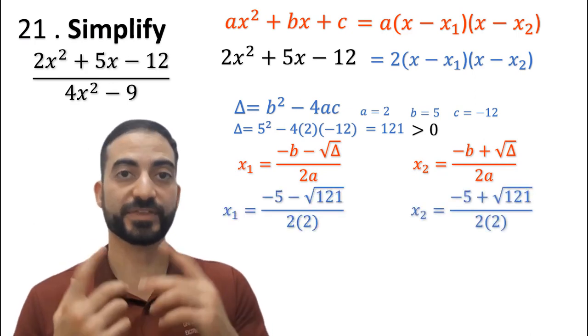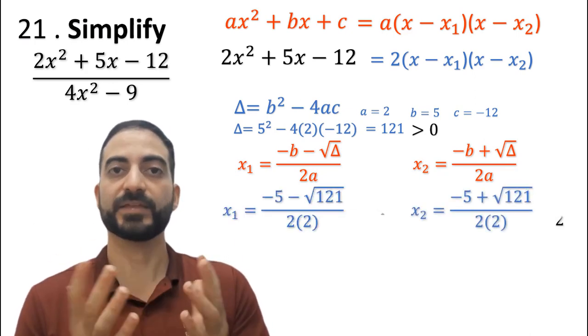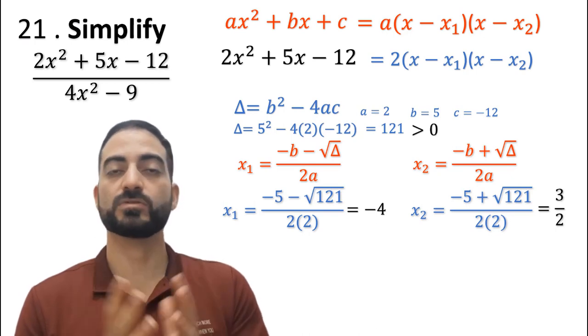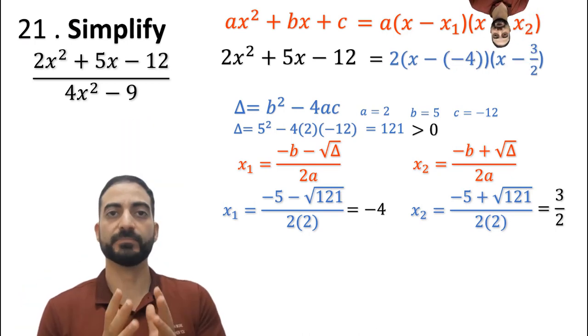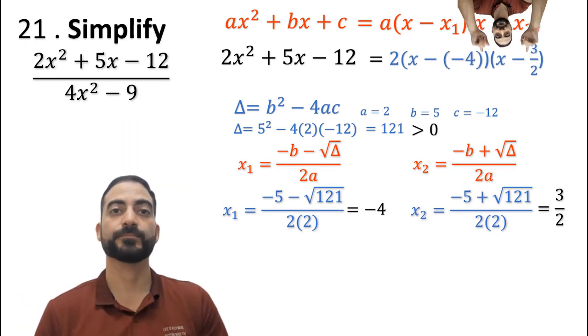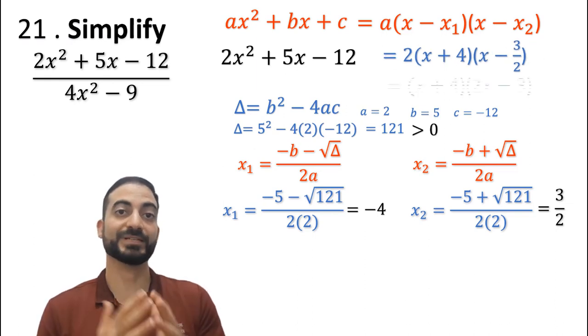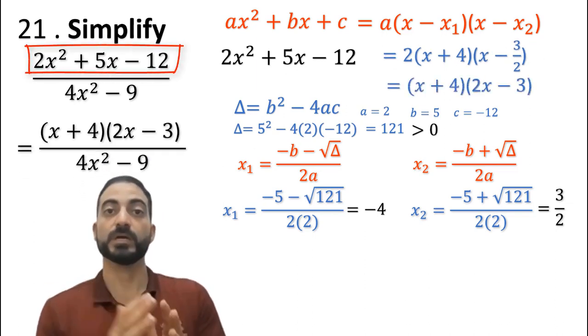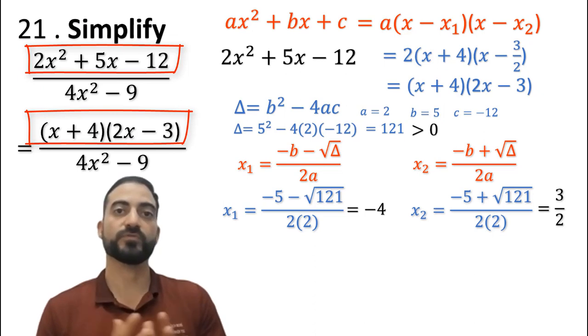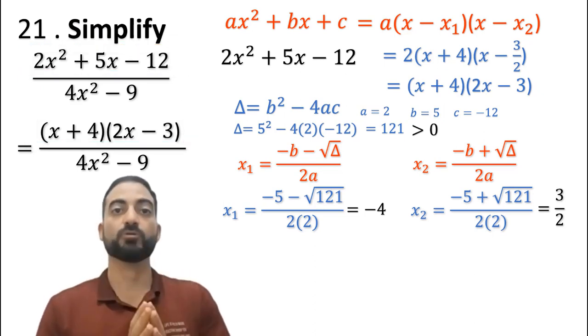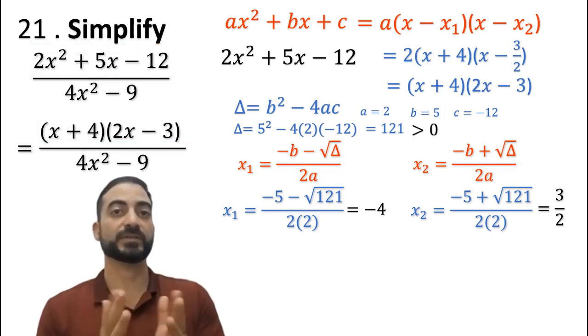Now we put everything at its value and get the solutions. Now we put them here in this form. We have transformed the quadratic expression into factorized form. Now we move to the denominator. We must also transform it into factorized form.